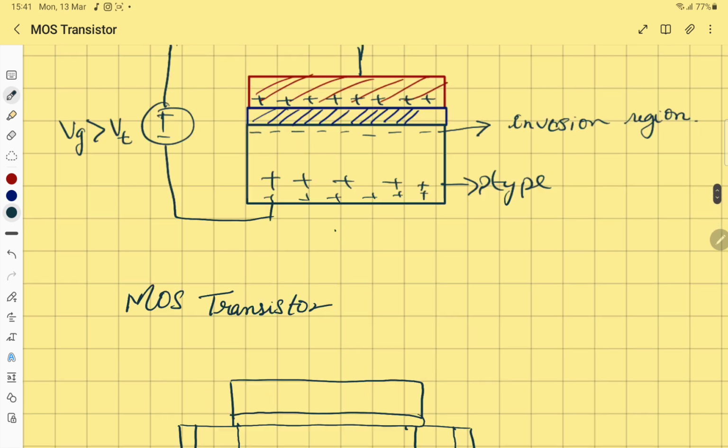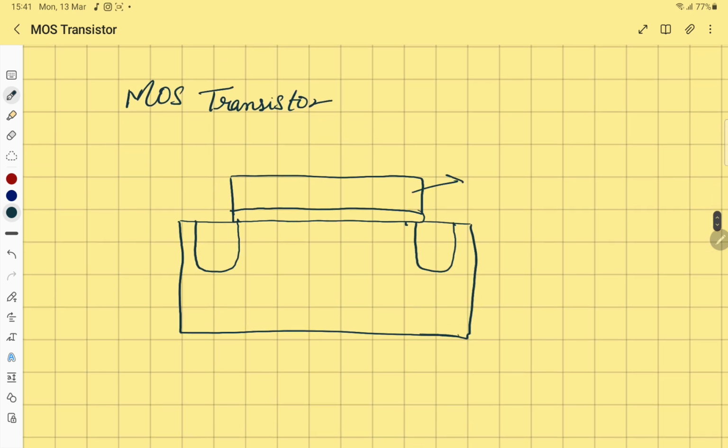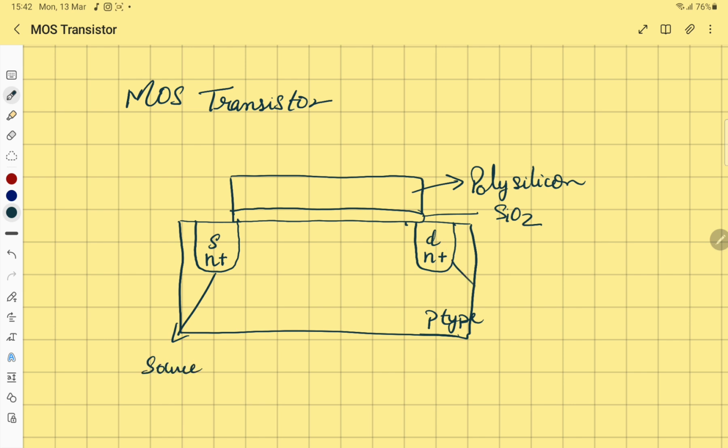So again, if we recall, this is the polysilicon, this is silicon dioxide, this is the p-type substrate, or the p-type body. These are highly doped N regions, and we call them source or drain. Let's say we call this source, and we call this drain.